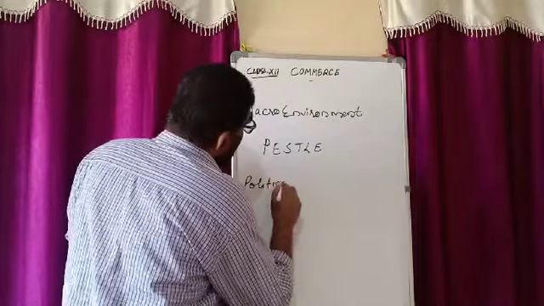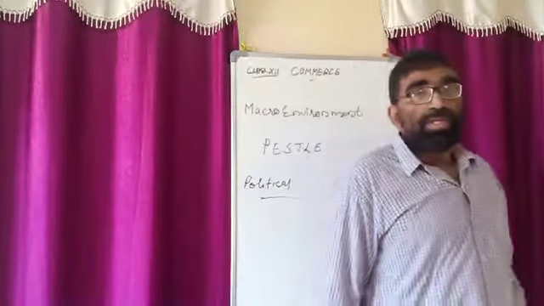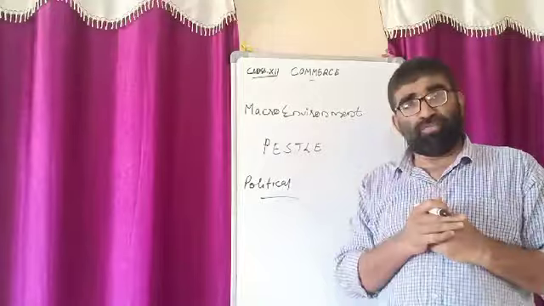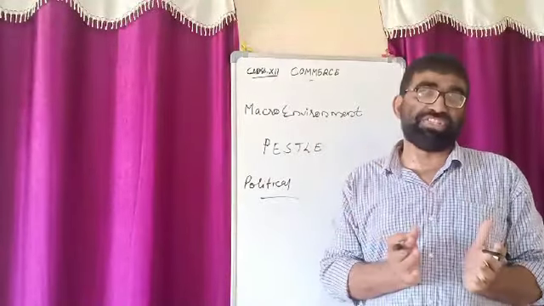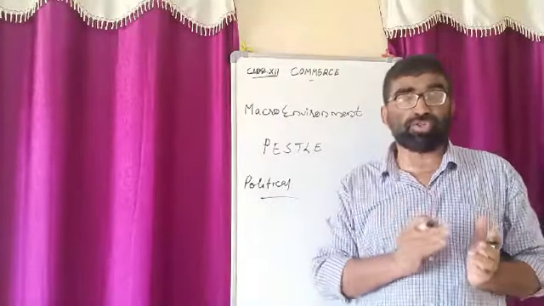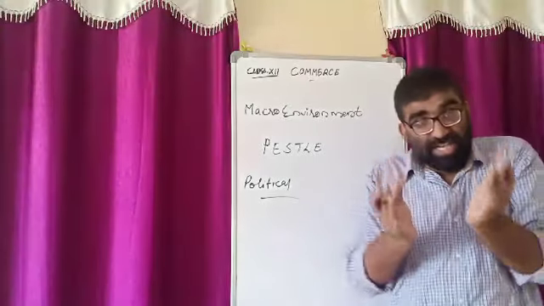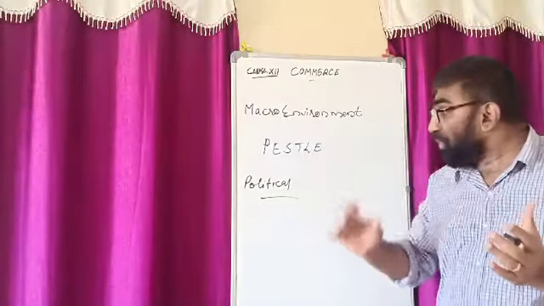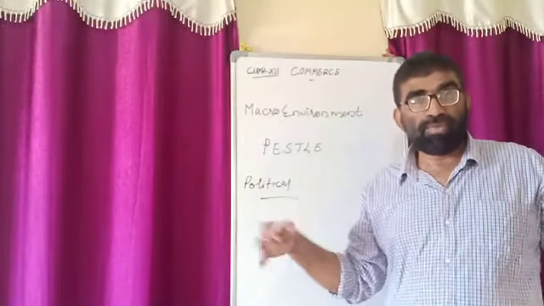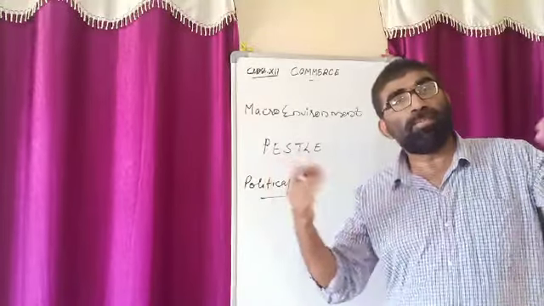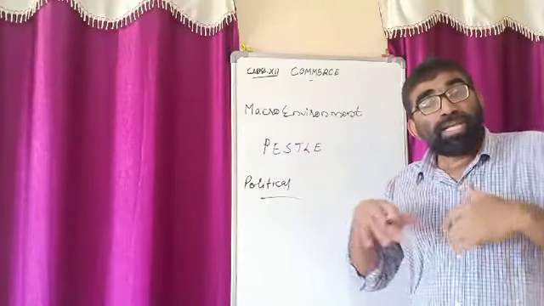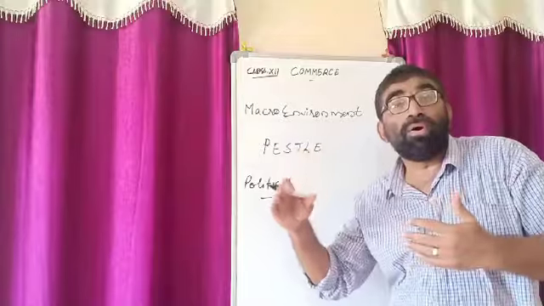Political environment. What is political environment? A business organization's political environment refers to the various factors which are influenced by the government actions of a country. The various factors or forces affected by the government actions make the political environment. And these government actions may be local, regional, national or international.